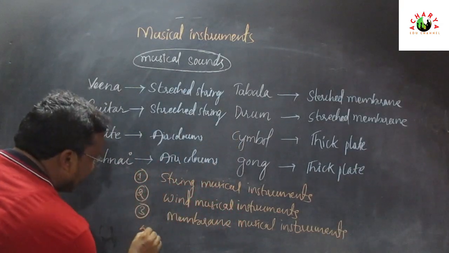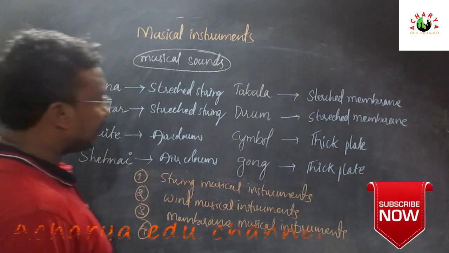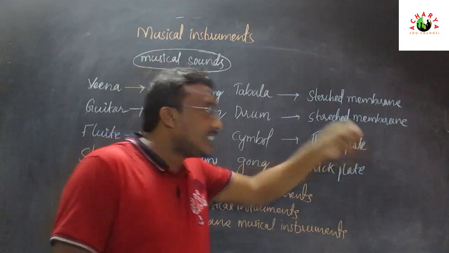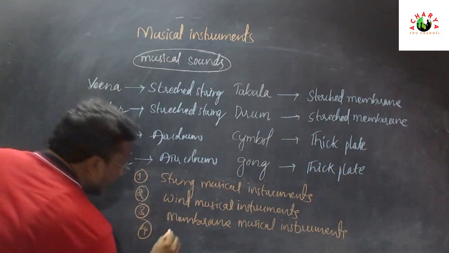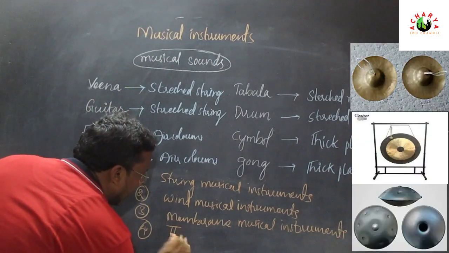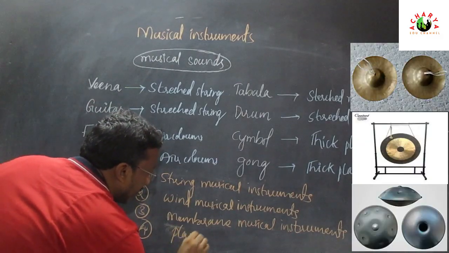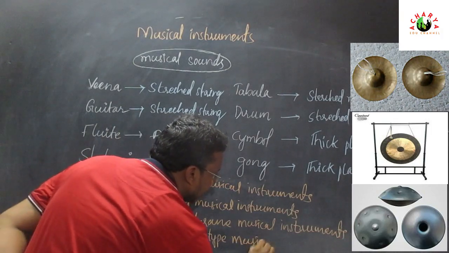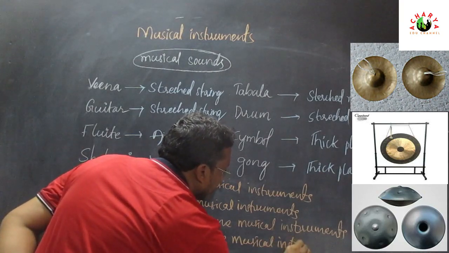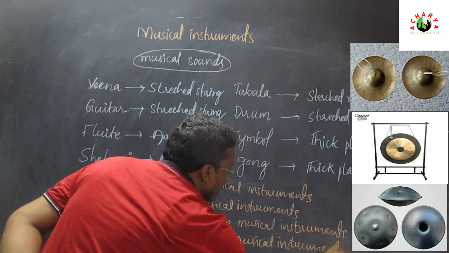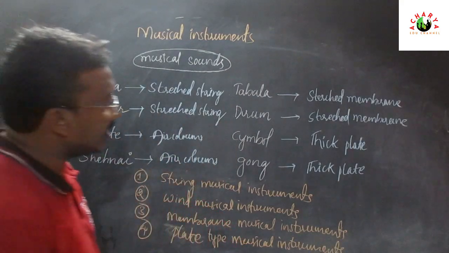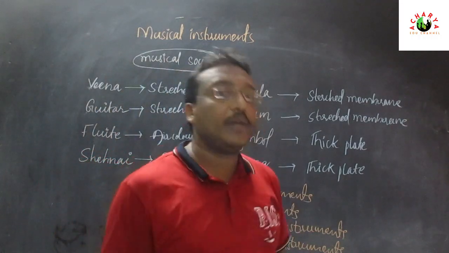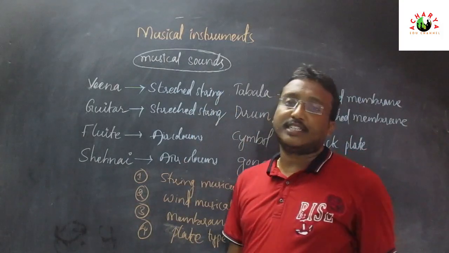Right? And next, in the instruments like the ghanta, the vibrating part is a thick plate. So these musical instruments are known as thick plate type musical instruments. How do we classify these? Based on the vibrating parts of musical instruments.